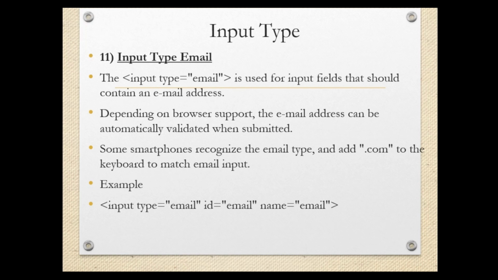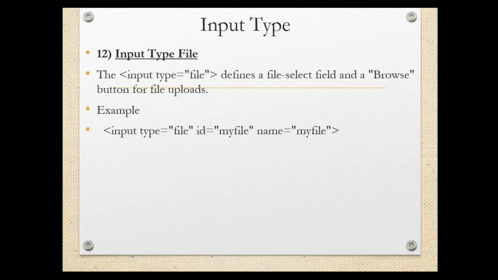So basically when you are taking an email ID as input, it will validate whatever email ID the user enters. If the user enters an email ID without .com, then it will not accept that data, because with input type equal to email, it will validate your email ID.